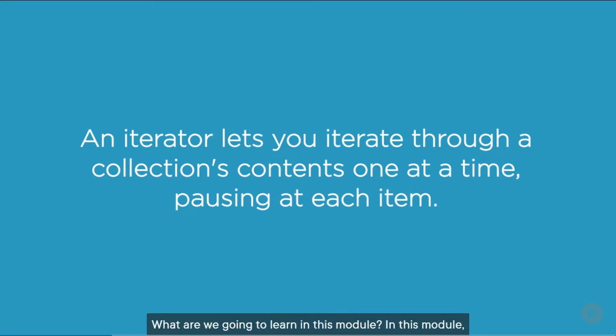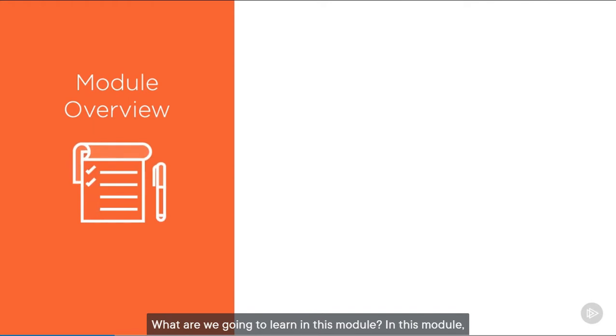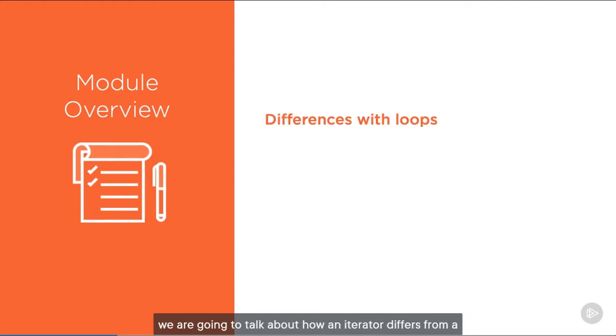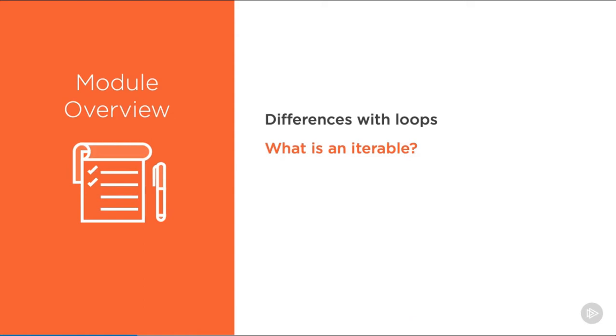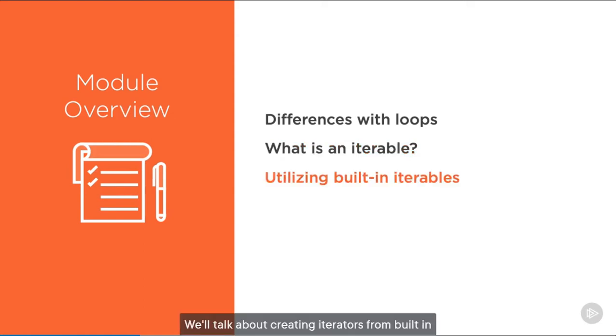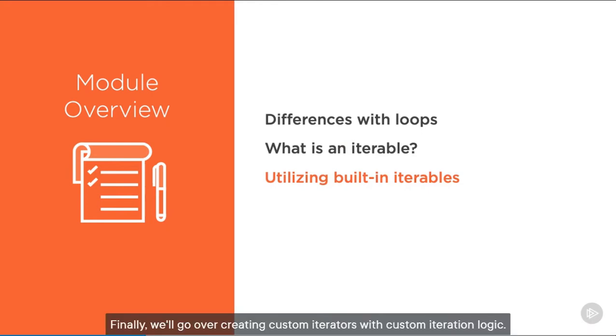What are we going to learn in this module? In this module, we are going to talk about how an iterator differs from a standard loop in JavaScript. We'll also go over what an iterable is and what built-in iterables are available to us, like arrays, strings, and new data structures like maps and sets. We'll talk about creating iterators from built-in iterables using the new primitive symbol. Finally, we'll go over creating custom iterators with custom iteration logic.